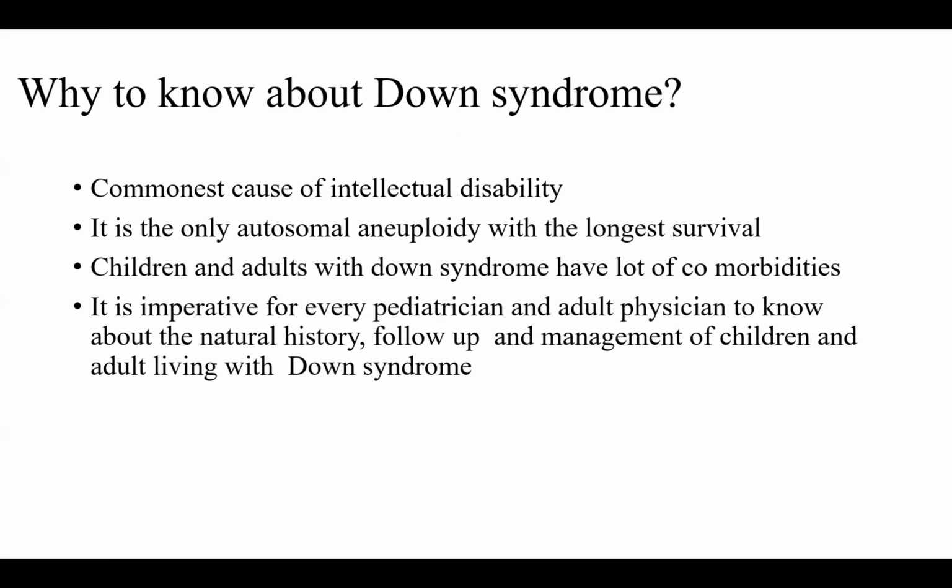Because it is the most common cause of intellectual disability, and it is the only autosomal aneuploidy with the longest survival. Children and adults with Down syndrome have a lot of comorbidities, and it's imperative for every pediatrician or adult physician to know about the natural history and follow-up management of children and adults living with Down syndrome.